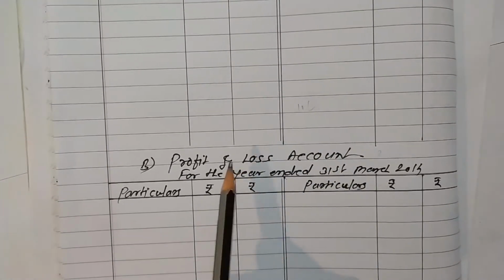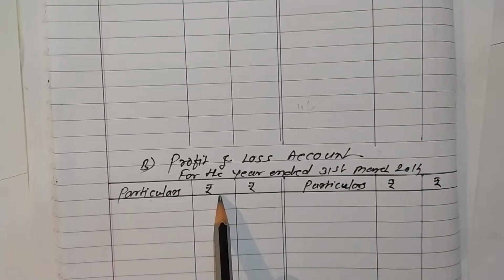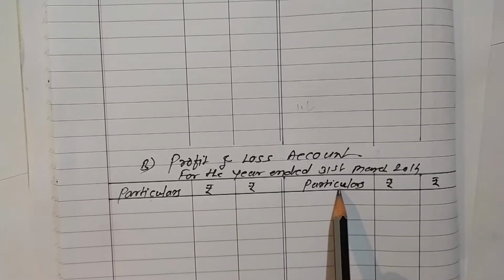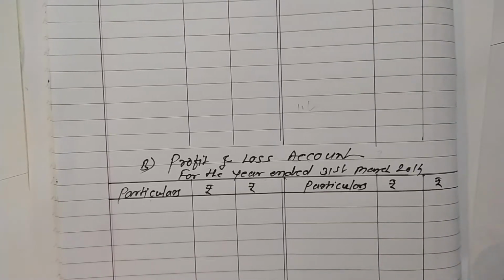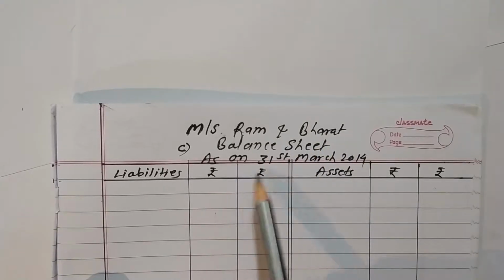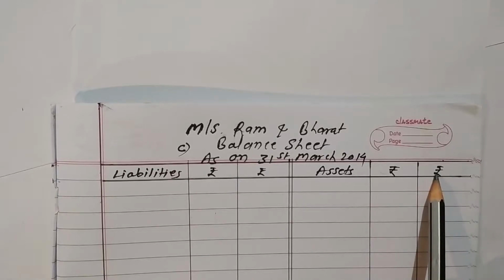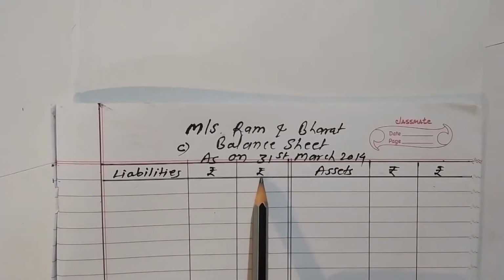Second part is also the P&L account for the year ended 31st March 14. Particulars, rupees, inner outer column, particulars, rupees, inner outer column. Then the second part is the balance sheet as on 31st March 14. Asset side, rupees, inner outer. Liability side, inner outer, rupees.